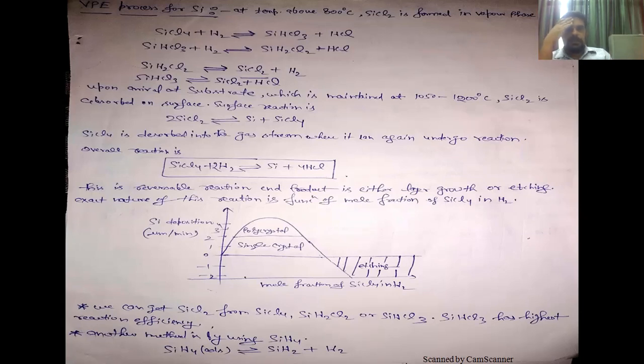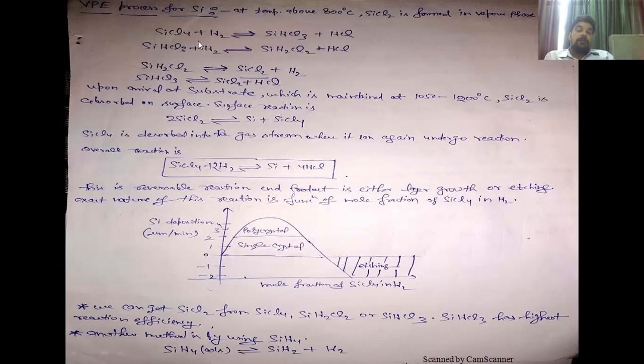The reactants are chlorosilanes: SiCl4, SiHCl3, SiH2Cl2. All these chlorosilanes can be used along with hydrogen. Hydrogen is your carrier gas, onto which these constituents are placed in vapor phase, and by reaction we get silicon deposited onto the substrate. These are the reactions that are involved. All reactions are bidirectional, in this case reversible reactions.